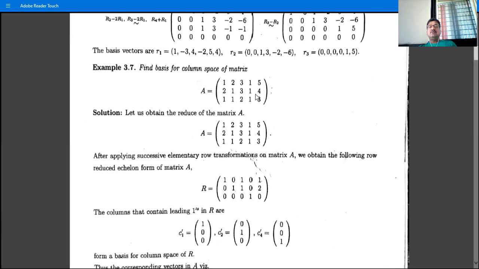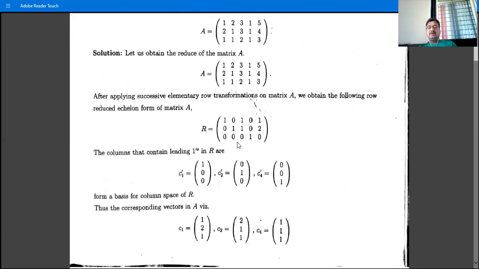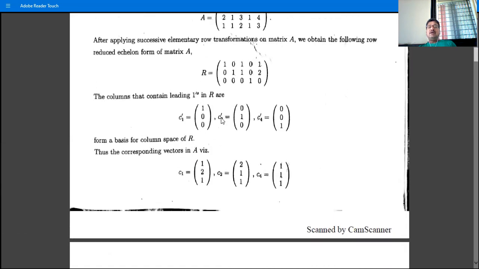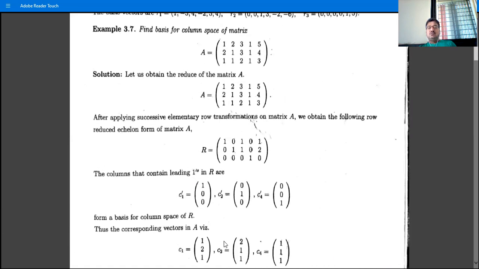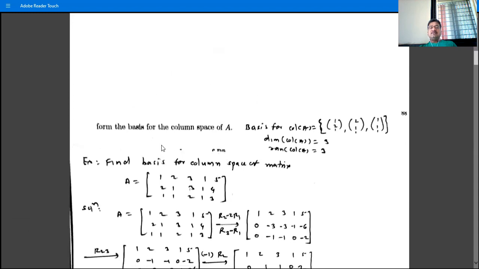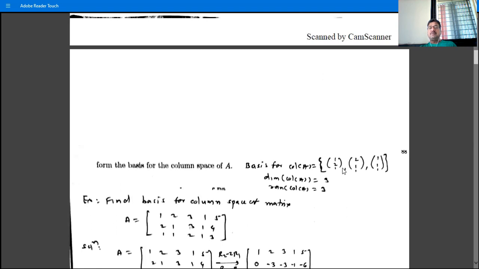And we have to write the basis for column space of A. So what is that basis? The corresponding columns. The number 1 column, corresponding column is this 1 2 1. So write 1 2 1 as one vector, and then the second column as 2 1 1, and the fourth column contains a leading 1, so the corresponding fourth column is 1 1 1. So the set of these three is the basis for column space of A. That is, the basis for column space of A is what?